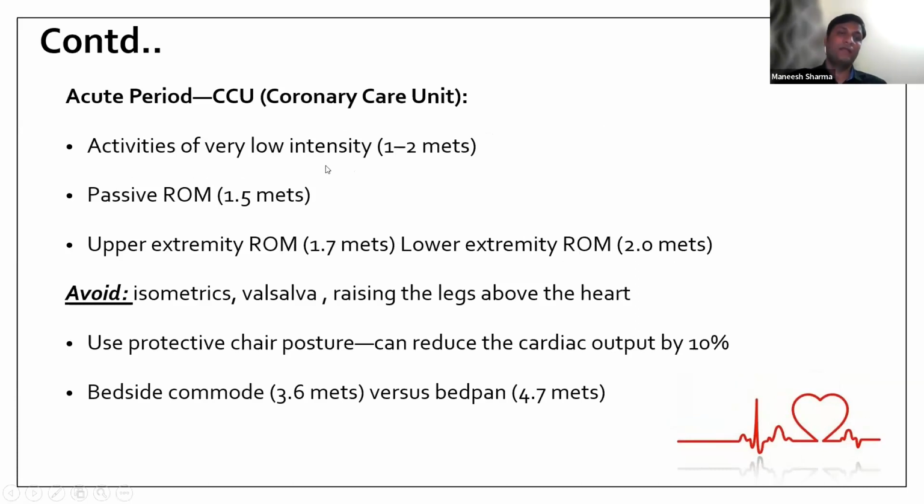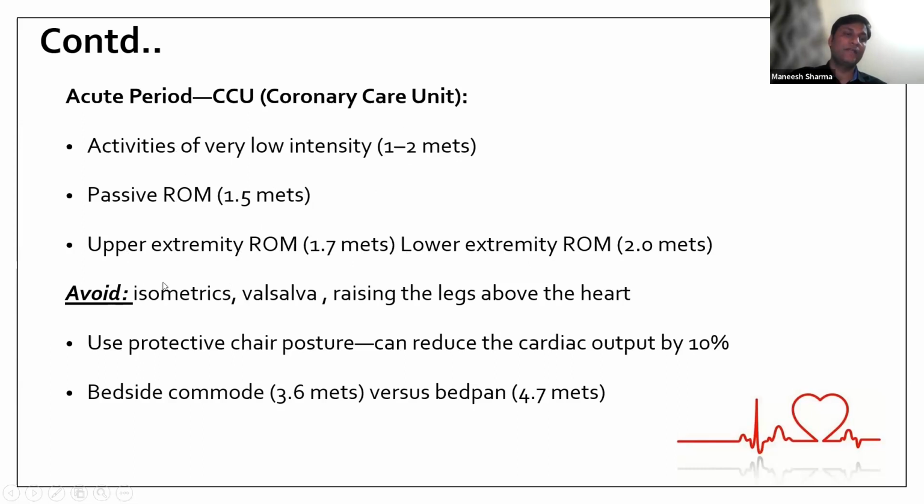If you talk about the activities which the patient is supposed to perform, these activities are classified under the METs classification, that is, metabolic equivalent of the task. It's a measure of the amount of energy consumed by the patient in performing a particular activity. There are various activities classified under different METs. The patient has to perform activities which come under 2 METs. Activities of very low intensity, such as passive range of motion exercises and upper extremity and lower extremity range of motion exercises, come under 2 METs. Such activities have to be performed when the patient is in the coronary care unit. For about 2 to 3 days the patient remains in the CCU, and afterwards is shifted to the ward from the CCU.